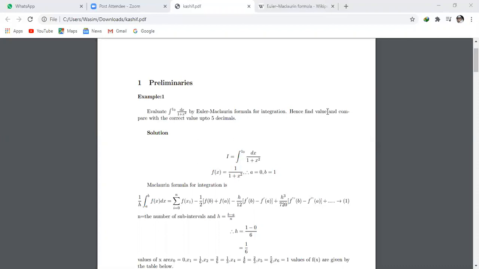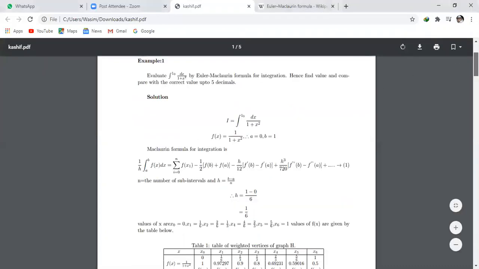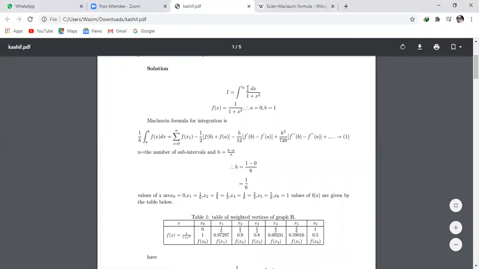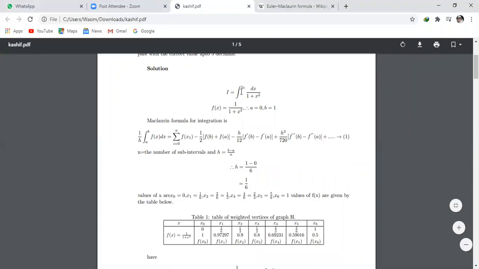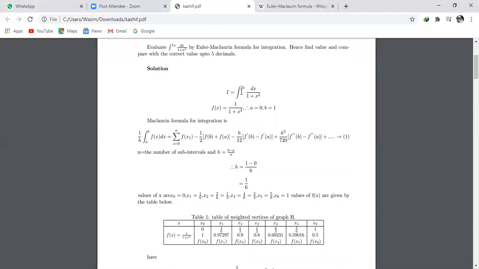First of all, let I be equal to the integral from 0 to 1. Here, 1 is not by mistake in typing; correctly, it is 0 to 1, dx divided by 1 plus x square. f of x is equal to 1 over 1 plus x square. a is equal to 0 and b is equal to 1.